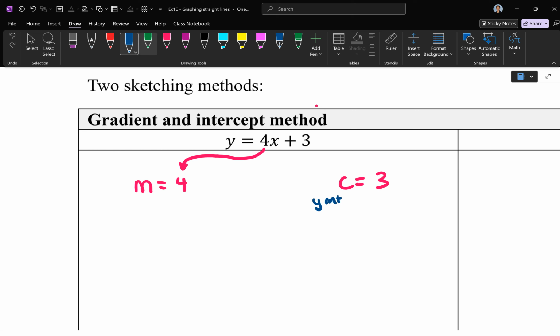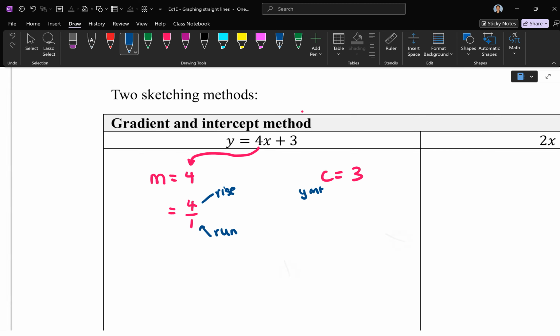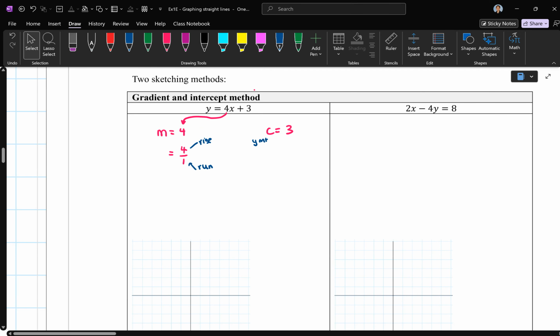Now, when you say gradient, we said it was rise over run. It's a fraction. It's a proportion. What's 4 as a proportion or a fraction? 4 over 1. So what this means is you will be rising by 4 and you're running by 1. So horizontally, you're moving 1 unit, and then vertically, you're moving 4 units. So how do you sketch? If you can read it, then you can sketch it. This is how you sketch.